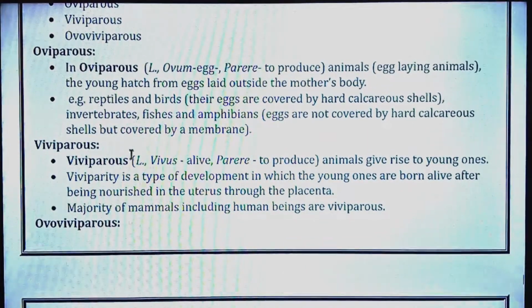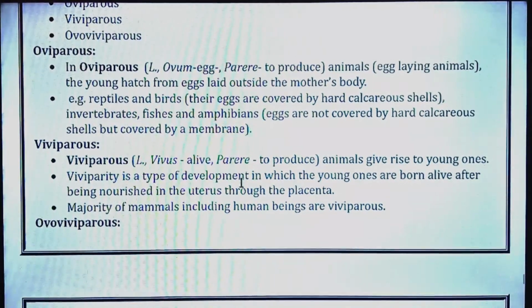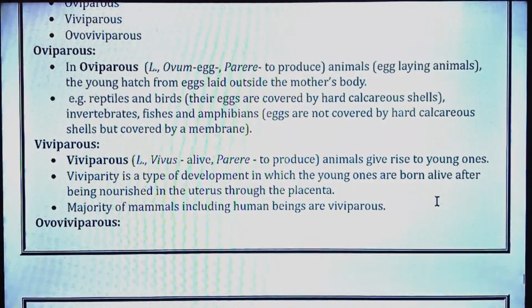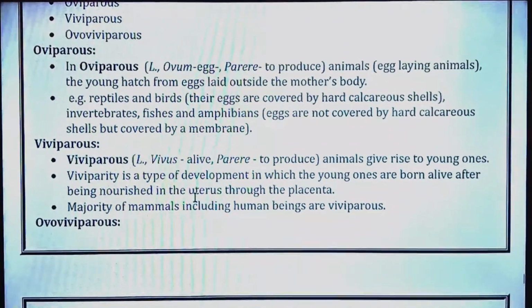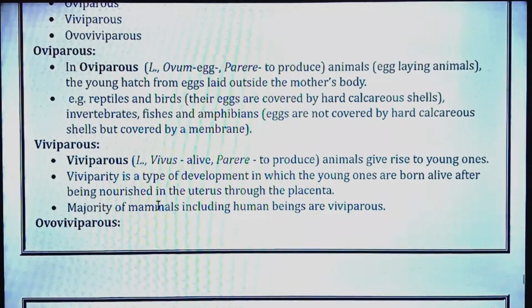Then viviparous, they will give rise to their young ones. They will give birth to their young ones. So viviparity is a type of development in which the young ones are born alive after being nourished inside the mother's body through the placenta in the uterus. So majority of the mammals, including human beings, are viviparous.